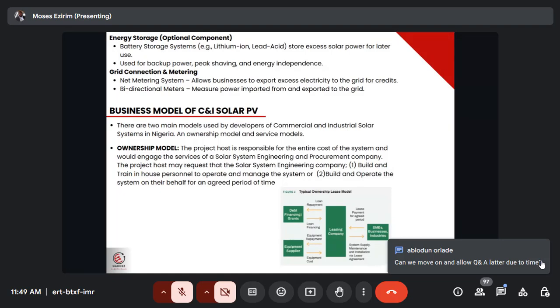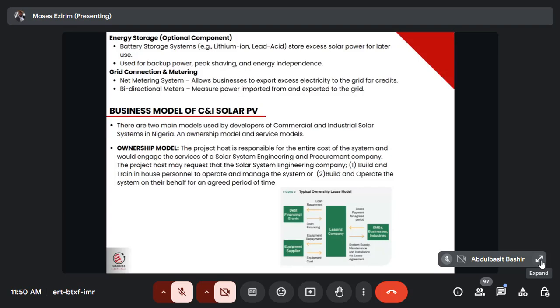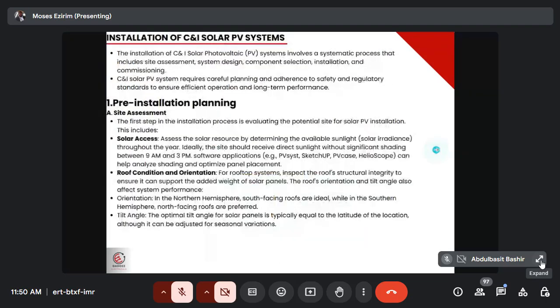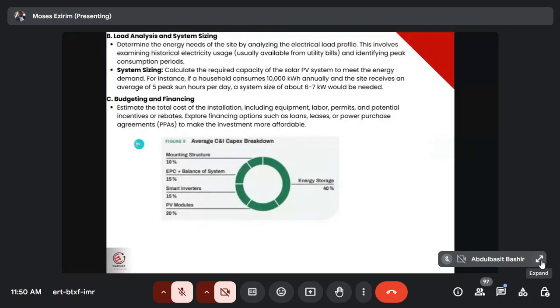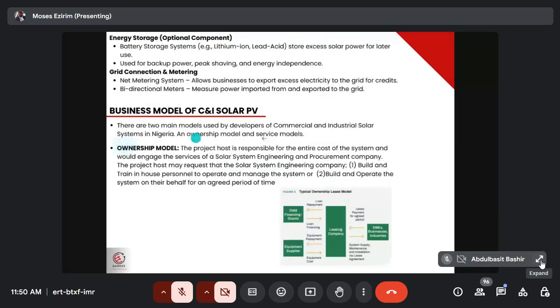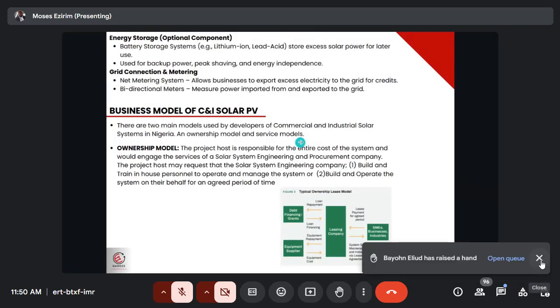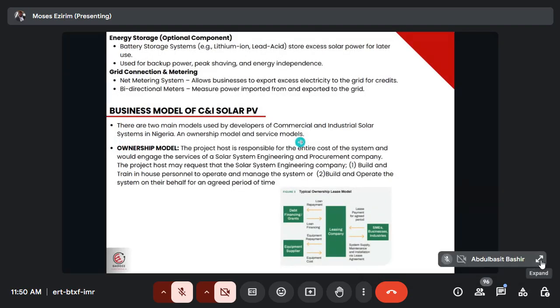All right, but before then, let's just try and finish up our slide. Then I'll look at the questions. Let's just look at what we have on the slide. Let's just round up everything. If you have any question, just put it down in the chat. You understand? So let's just wrap up what we have on the slide. Then we look at this now.